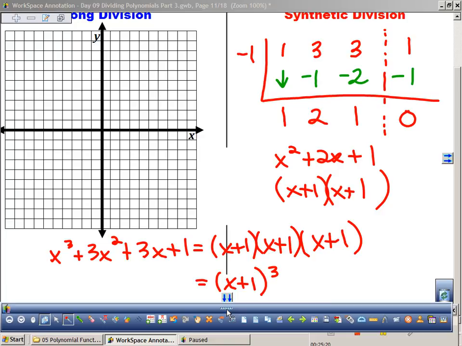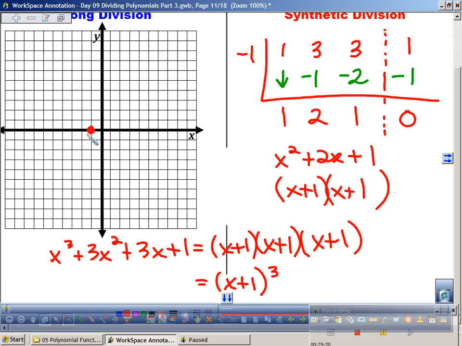Where's my 0? -1. What's my y-intercept? Good job, guys. You guys are awesome because of this right here, right? That tells me what my y-intercept is. Now that I've got it all factored down, I know that it's got 3 there, right? So it looks like that.